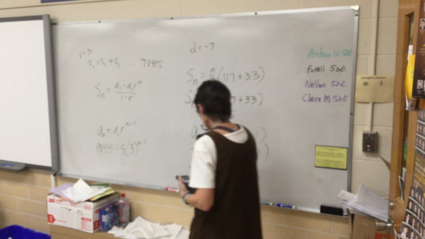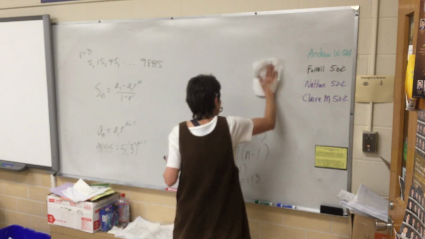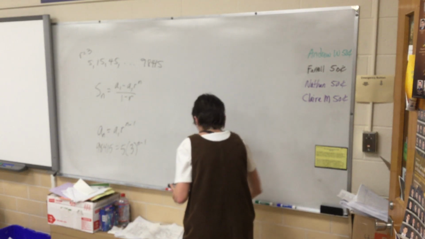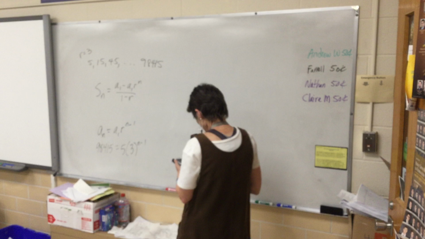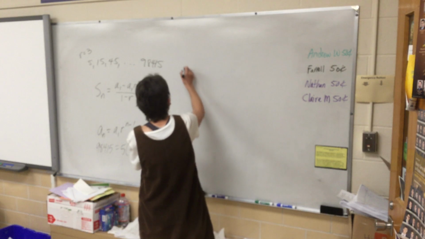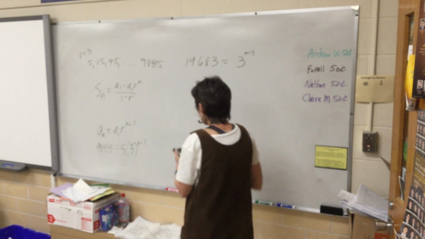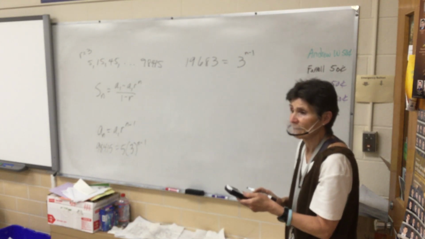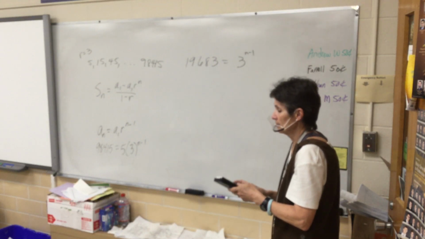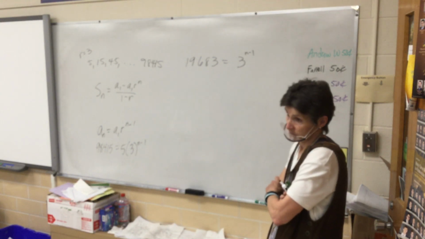How do I do that? Divide by 5 first. Absolutely. Yeah, you need to divide by 5 first. So 98415 divided by 5 is, oh good grief, so 19683 equals 3 to the n minus first power. What do I do with that?